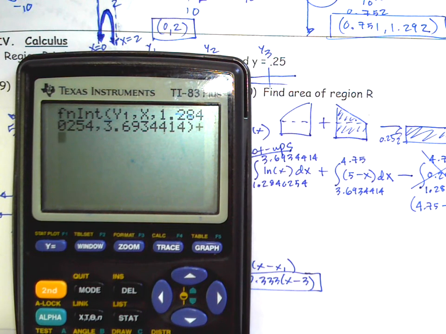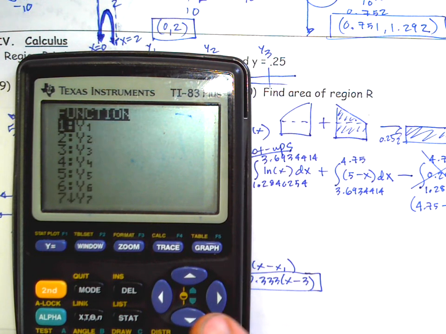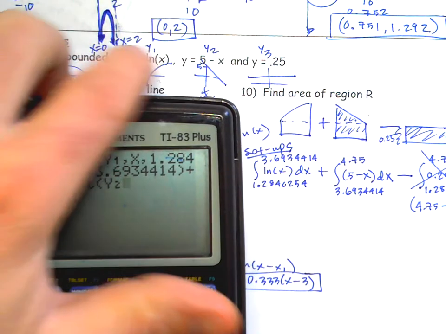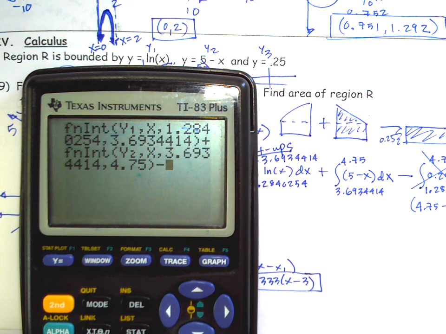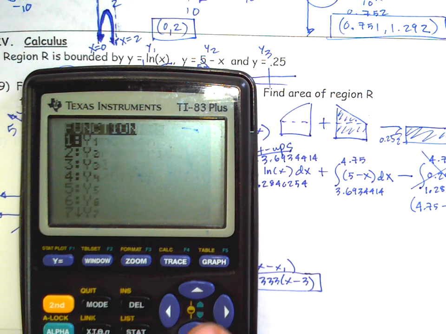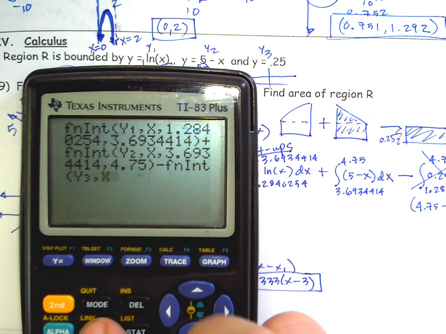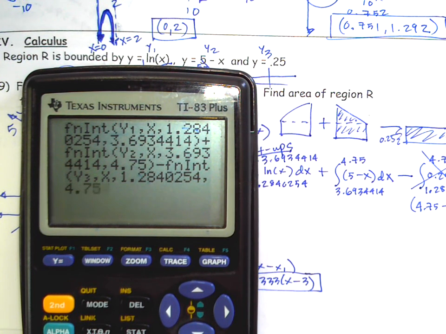And we can do these all at once. Plus math 9, vars, y-vars, function, y2. Double check up there. Yeah, that's what we put in y2. Okay, comma x, comma 3.6934414, comma 4.75, and then we do the last one: minus math 9, vars, y-vars, function, y3, comma x, comma 1.2840254, comma 4.75. So there's a lot of typing, but this will give us the answer all at once.